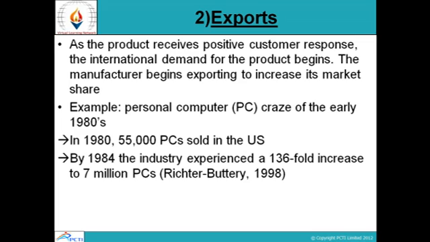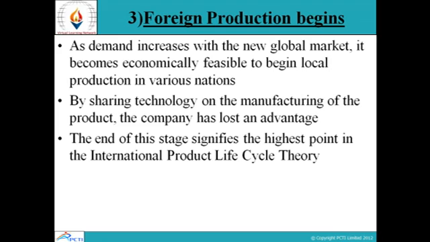Exports: as the product receives positive customer response, the international demand for the product begins. The manufacturer begins exporting to increase its market share. Example, the personal computer craze of the early 1980s. In 1980, 55,000 PCs were sold in the US. By 1984, the industry experienced a 136-fold increase to 7 million PCs. Richard Butterfly, 1998.